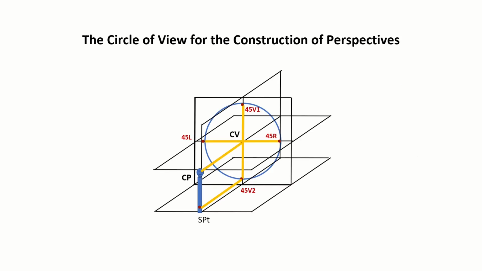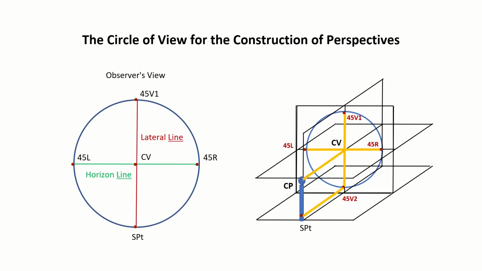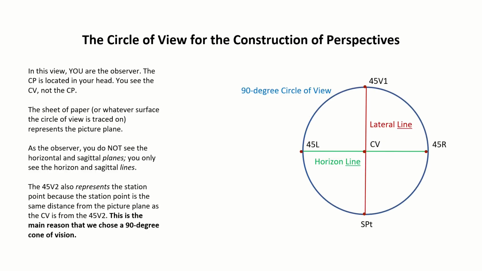Here is an outside view of the circle of view for the construction of perspectives, and here is the circle of view for the construction of perspectives from the point of view of the blue observer. In this view, you are the observer. The center of projection is located in your head, and the center of vision is at the intersection of the horizon and lateral lines. The picture plane is the surface that the circle of view is traced on. In this view, 45 vertical 2 also represents the station point.